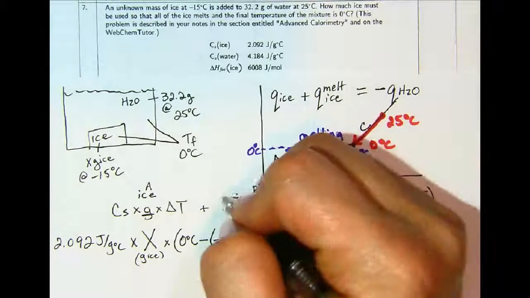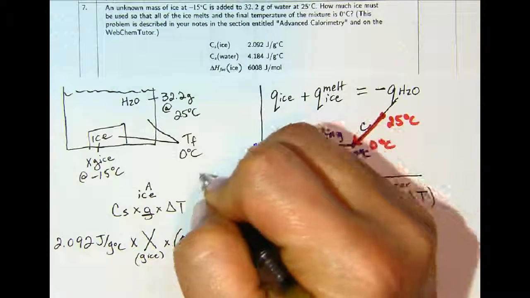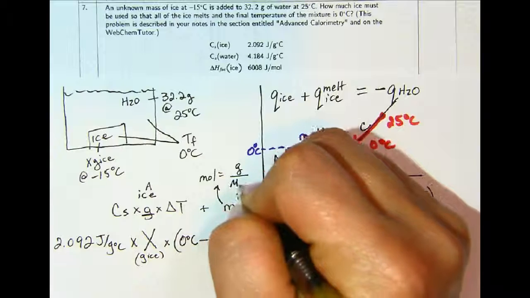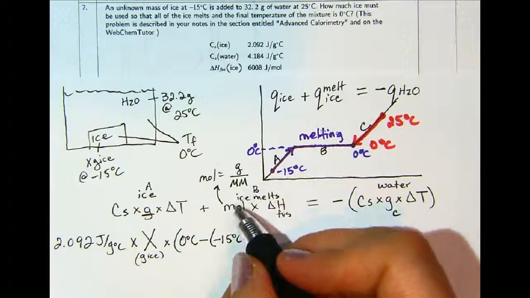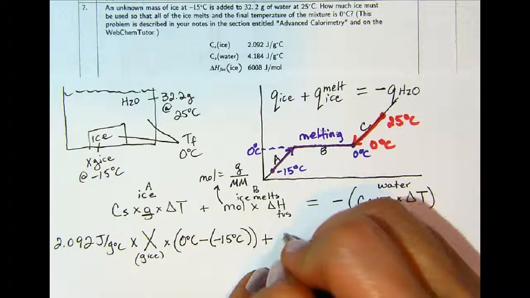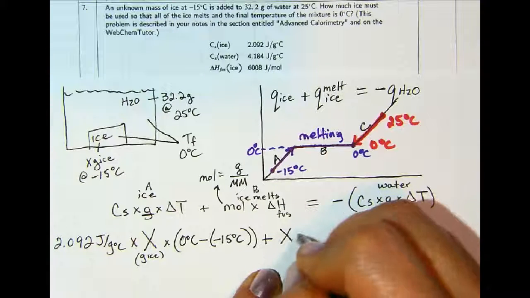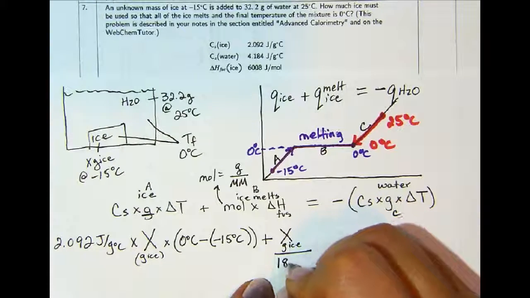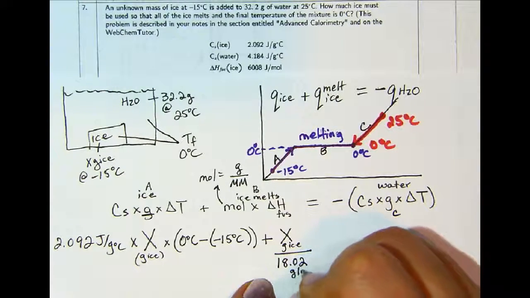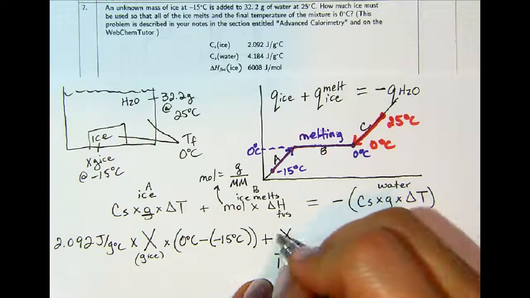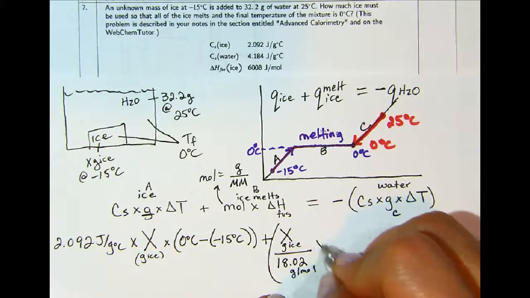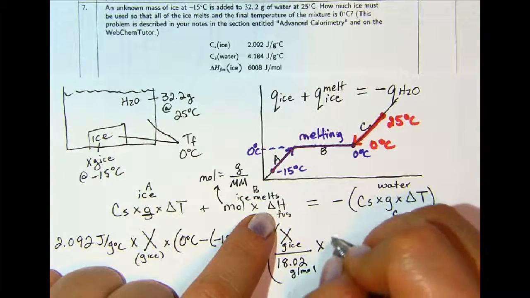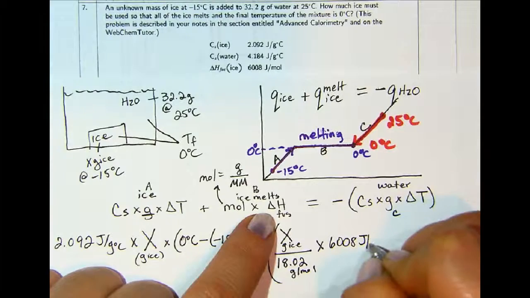So all of that is being added to the moles of ice. Now, I don't know the mass of the ice, and recall that moles is equal to the grams divided by the molar mass. And so actually, I'm going to insert that here and say I don't know the grams of ice, but I do know the molar mass is 18.02 because it's ice, which is water. So there's the moles, and that's going to be times the delta H of fusion, which is given here, 6,008, and that's joules per mole.